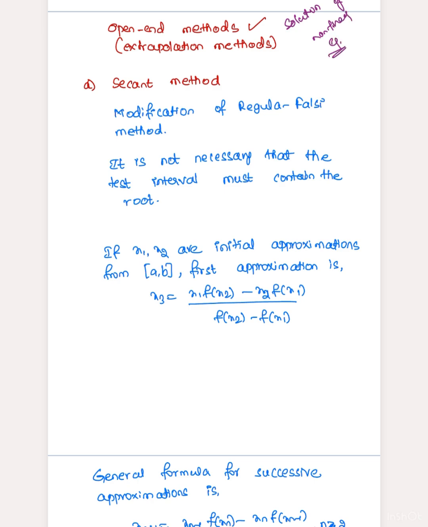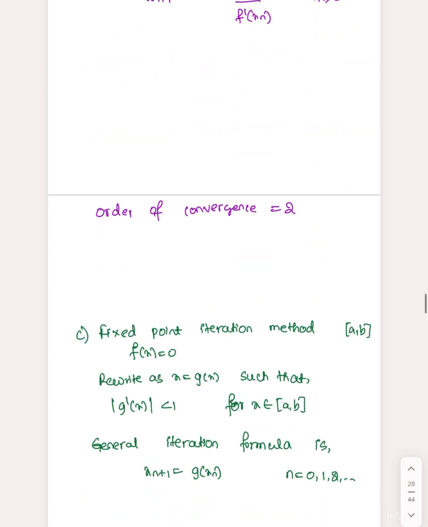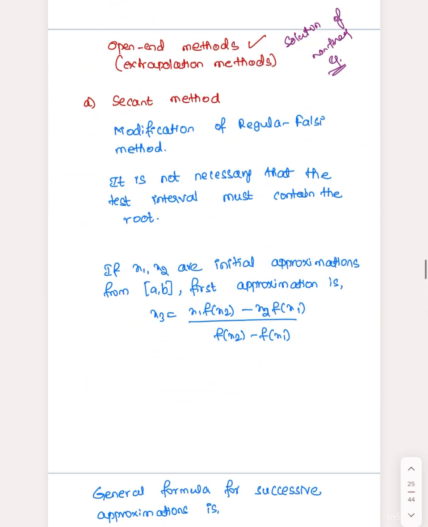Those include the secant method, Newton-Raphson method, and fixed point iteration method. Here the open methods are sometimes called extrapolation methods. Now for the first method, that is the secant method. This secant method is the modification of the Regula-Falsi method, which we have seen earlier. Here it is not necessary that the test interval must contain the root. Therefore they are called open methods.